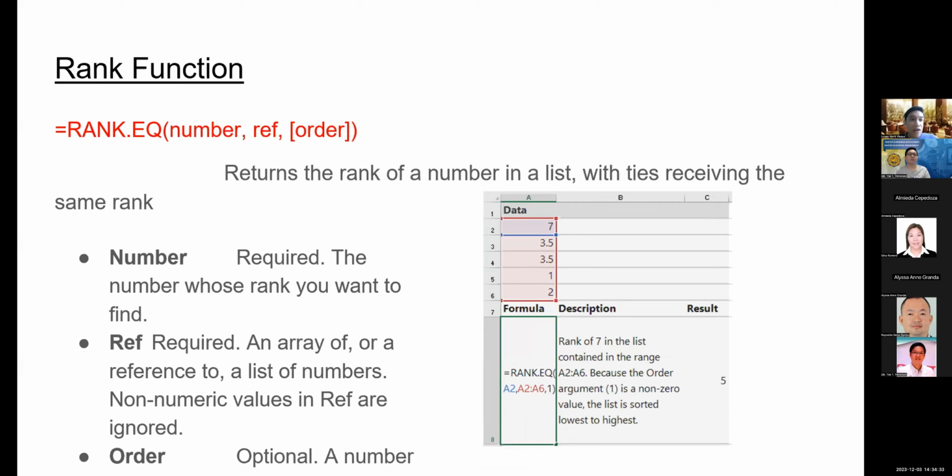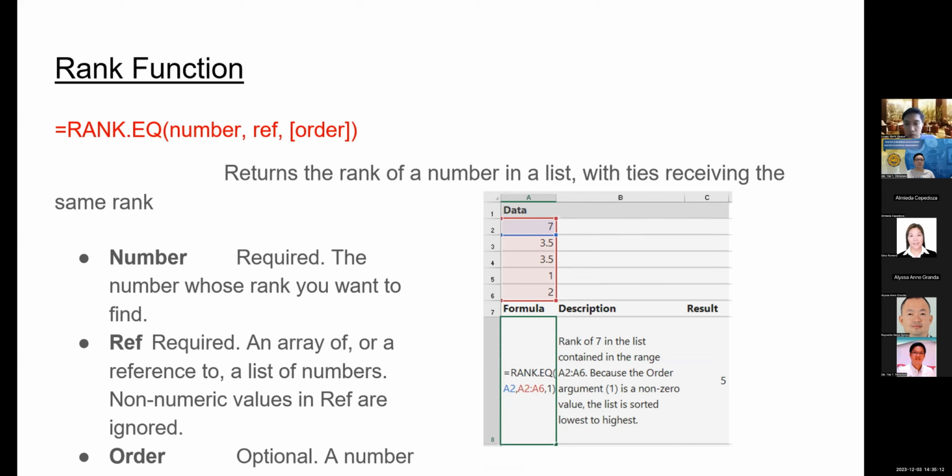You also have the rank function using the syntax equal sign RANK.EQ. We select the number. The number is the number whose rank you want to find, and we also specify the ref. This is also a required value, and this is just an array or a range of numbers. Usually when you select this, non-numeric values are ignored. And we can also specify the order, and this is just optional.